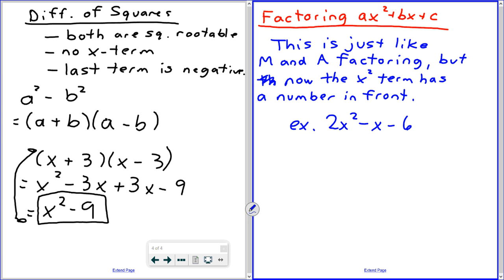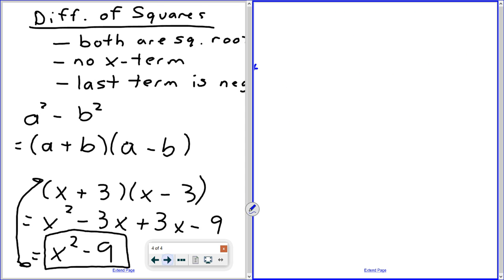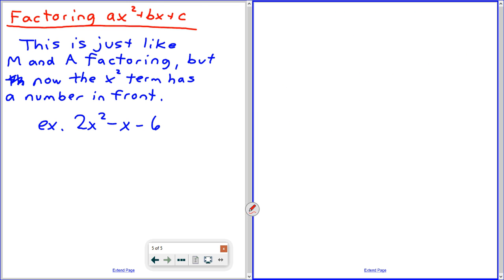Okay, so you see that the only difference is that before the x squared, there's a number. It doesn't make things a lot more difficult, but on a test when there are five different ways to factor, it's the most confusing. Now things aren't actually changed at all. So example 1 is going to be factoring.